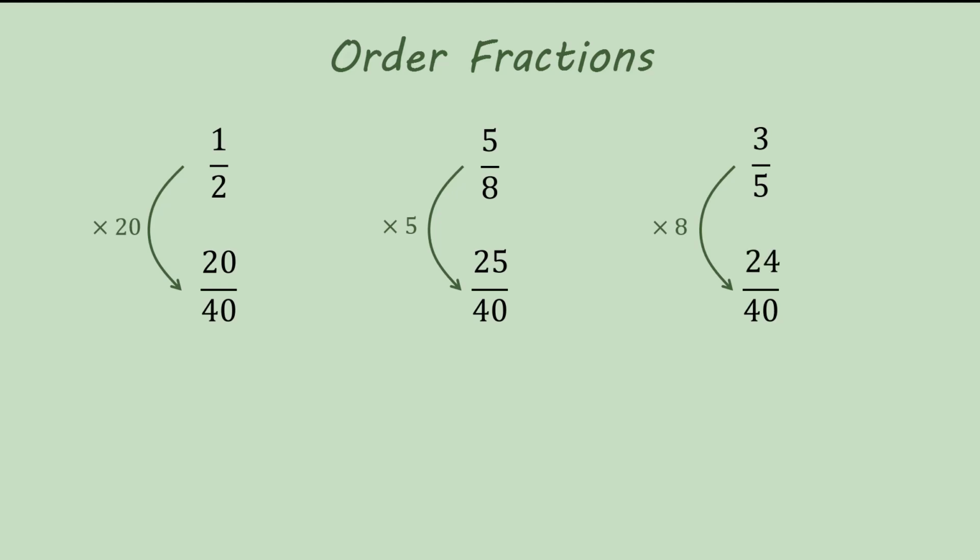Now to order them from smallest to largest, compare the numerators. 20 is the smallest, then 24, then 25. So ordering the fractions from smallest to largest gives a half, 3 over 5 and 5 over 8. Let's now take a look at improper fractions and mixed numbers.